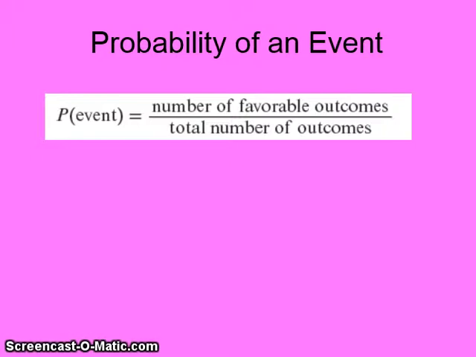To find the probability of an event, as I said before, and we usually write that P and then in parentheses event, the probability of an event. It's the number of favorable outcomes, the number of outcomes that we're looking for, divided by the total number of possible outcomes.